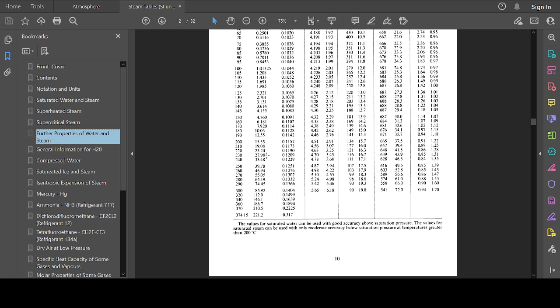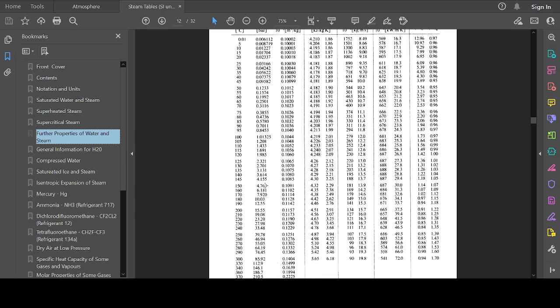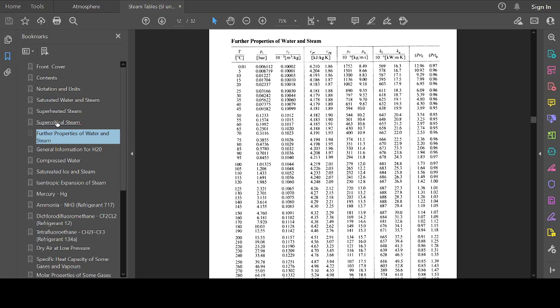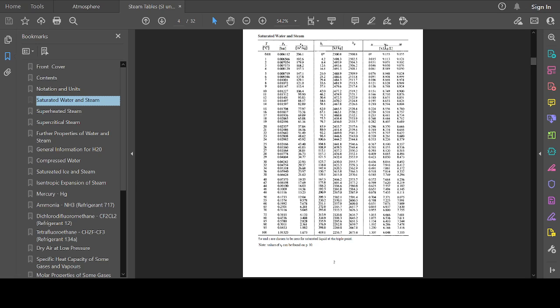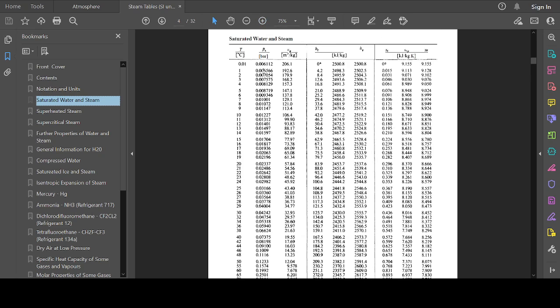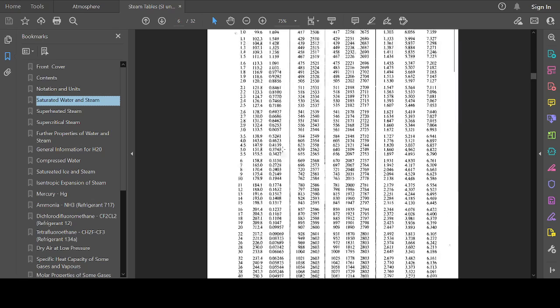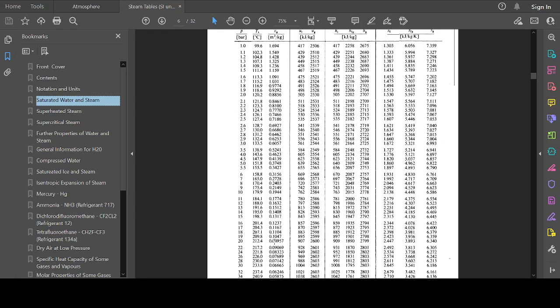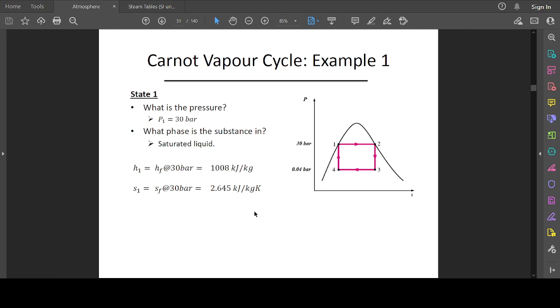So pressure at 30 bar. You can do an interpolation to find it. Give me a minute. So we have entropy and enthalpy, okay, so all of it is here. Saturated water and steam. You go for pressure at 30 bar, I hope you can see this clearly. So we are looking for HF for 30 bar. The HF for 30 bar is this, okay, 1008 kilojoule per kilogram, and the SF at 30 bar is 2.645, okay. So we get those values here.